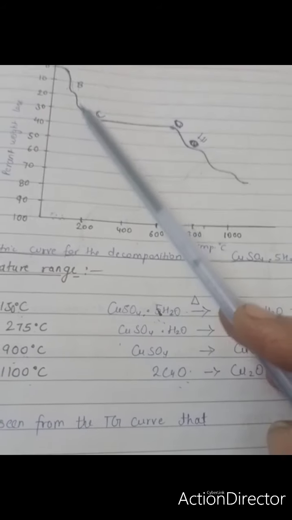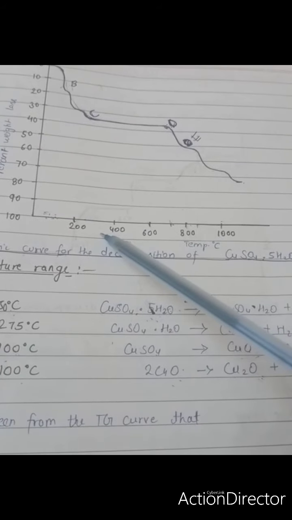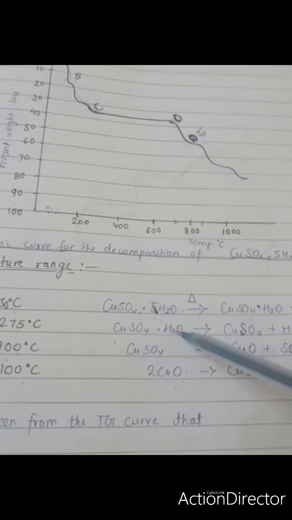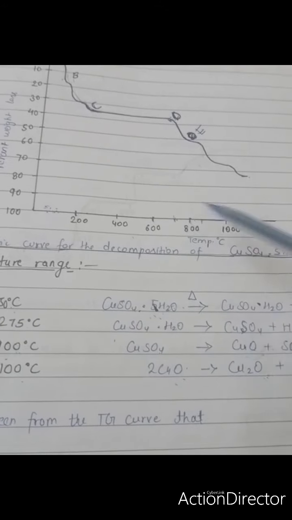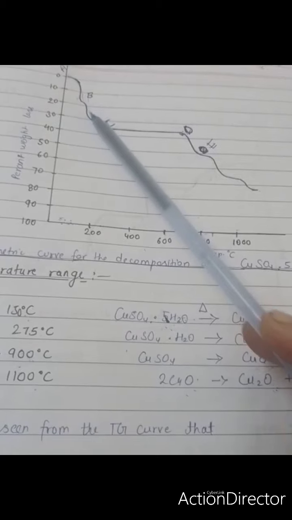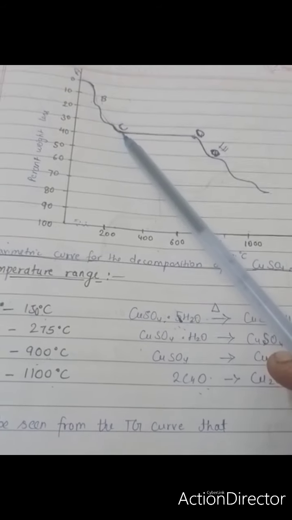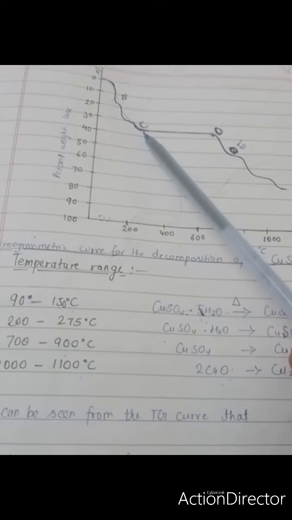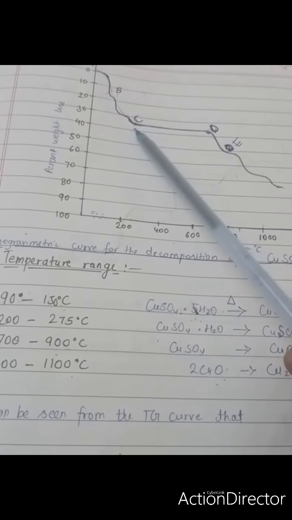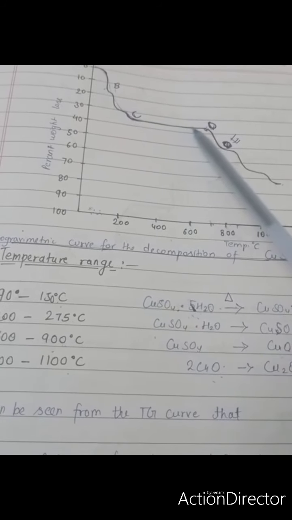After that, between 200 and 275 degrees Celsius, it again loses the remaining water and is converted into copper sulfate. Again in this graph you can see there is a decline. From 275 up to 700, there is no change in the weight.